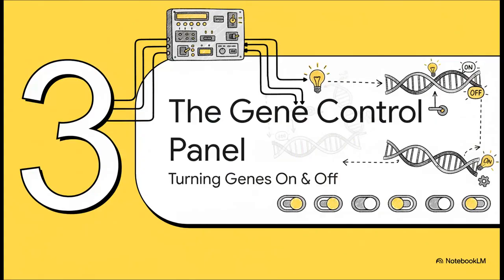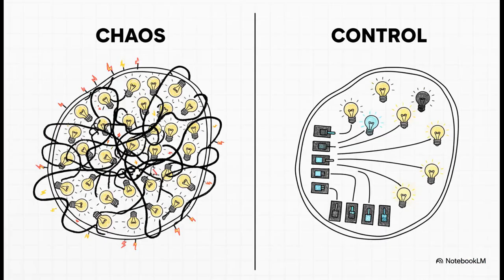All right, so we've got a handle on how a copy gets made. But honestly, the most important part, especially when we're talking about diseases like cancer, is figuring out how all of this is controlled. This brings us to the cell's master control panel. Think about it. A cell can't just have every single gene turned on all the time. That would be absolute chaos. It'd be like turning on every appliance in your house at once.